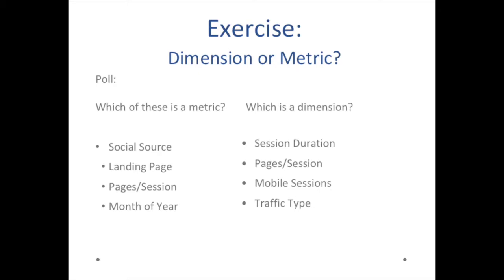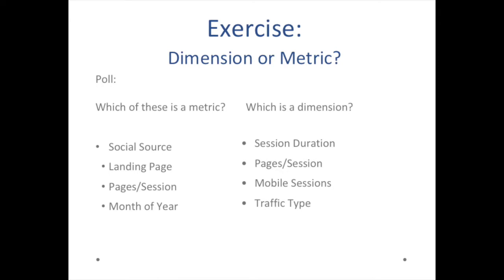So overwhelmingly, we've got 84% of folks on the webcast choosing traffic type. And that is correct. That is a descriptor. So remember the social media example I just went through. That is a type of traffic. So let's walk through why the other selections are not dimensions.